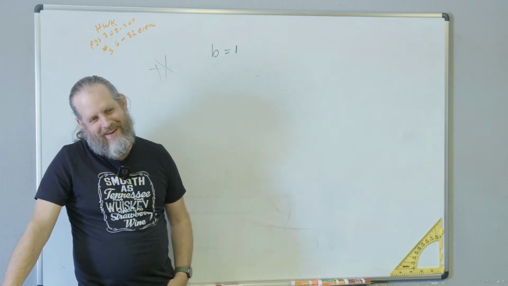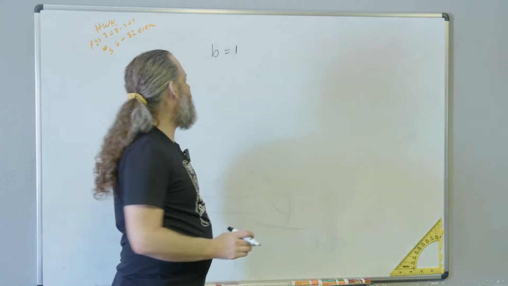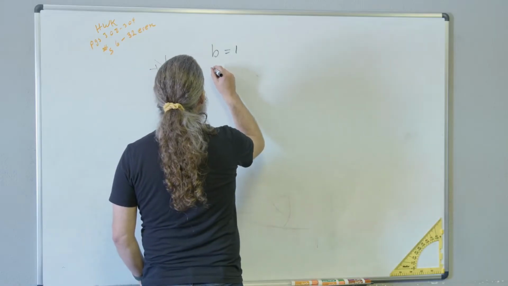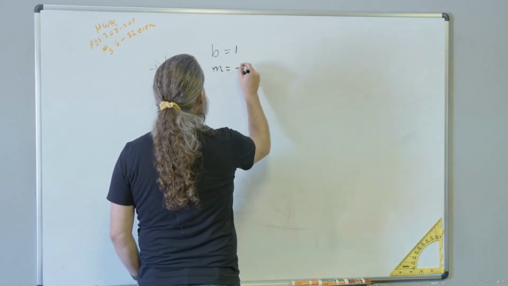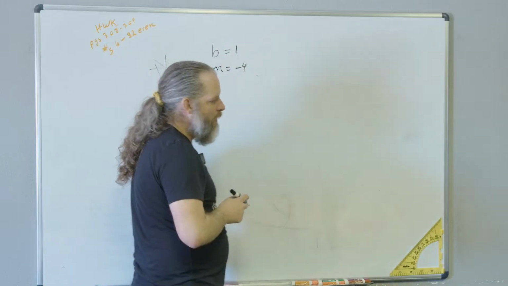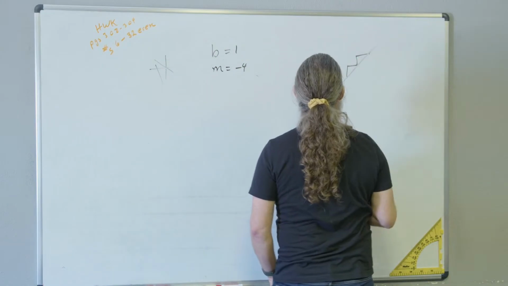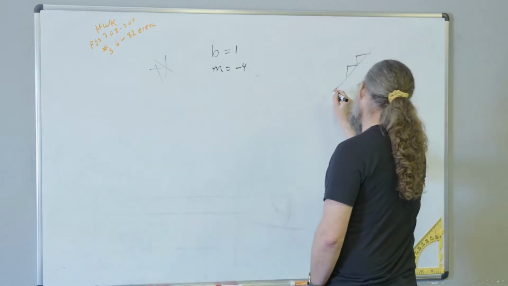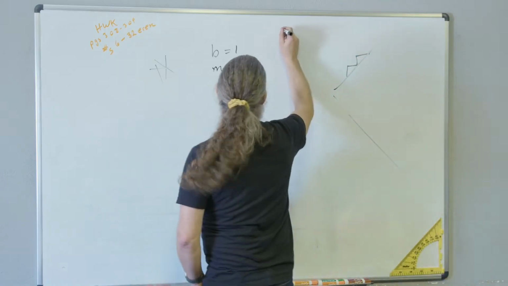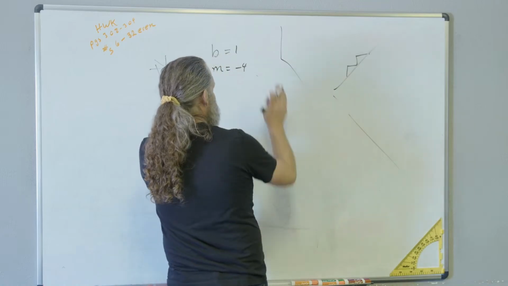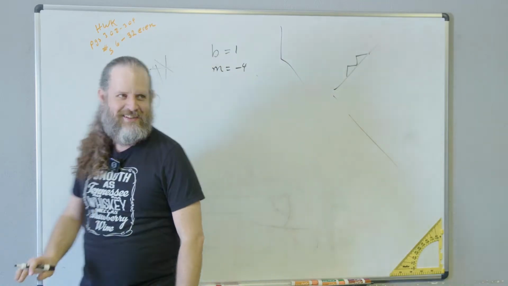I was thinking it was 1-1 because I was thinking that they did what we were doing. Well, if it was 1-1, then it would be going up 1 over 1, right? So it'd be this way. That's a positive slope. It's a negative slope because it's going this way. It's going down 4 and over 1. Isn't it cute?